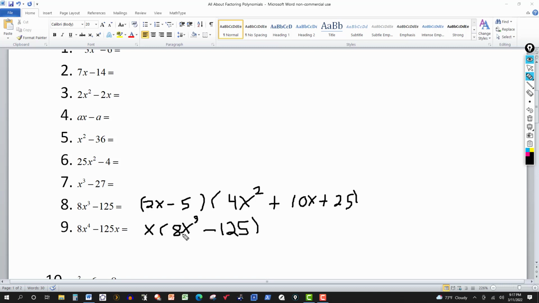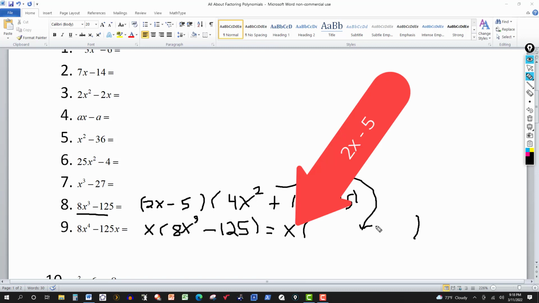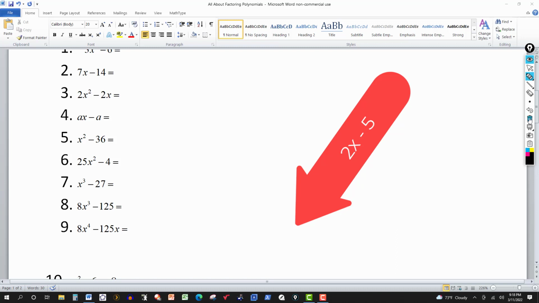So I have then in the parentheses 8x to the third minus 125. Well, that's the same thing as this. So this, of course, is going to be x times, and then it's just the same as what we have here. So this factor here would go right in here, and that would be your answer. So always look for that common factor, and then see if what you have left in the parentheses factors. In this case it does, difference of cubes, that's your solution.